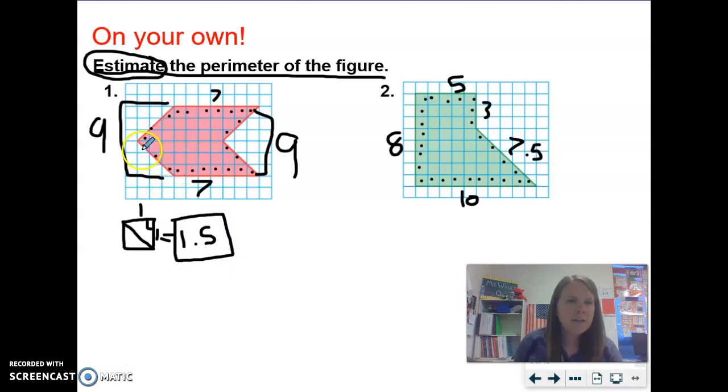So when I had 6 of them times 1.5 gives me 9. This is where I'm getting this 9 from. So I take a minute to add these up. Well, I know 7 and 7 is 14. 9 and 9 is 18. So to get those together, that would give me 32 as my answer. So 32 units.